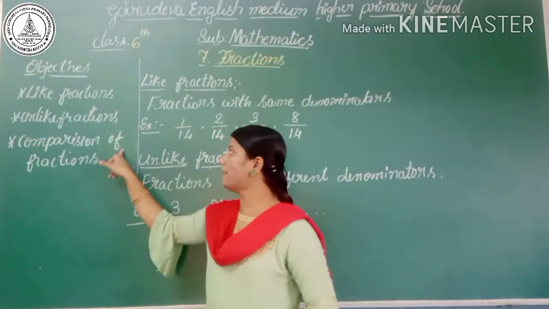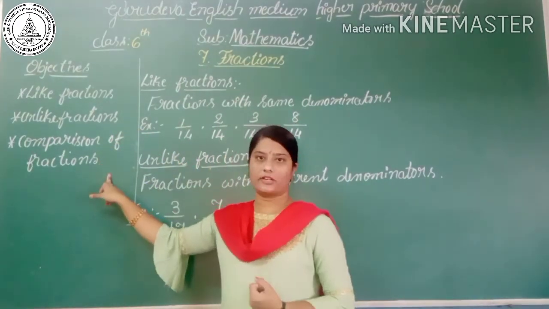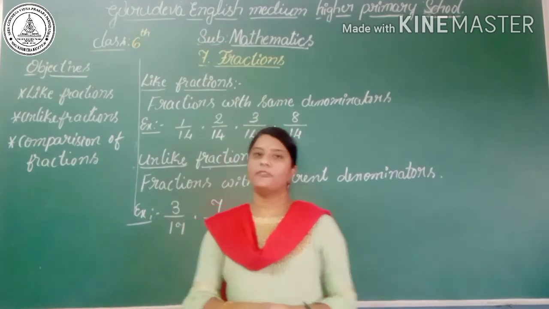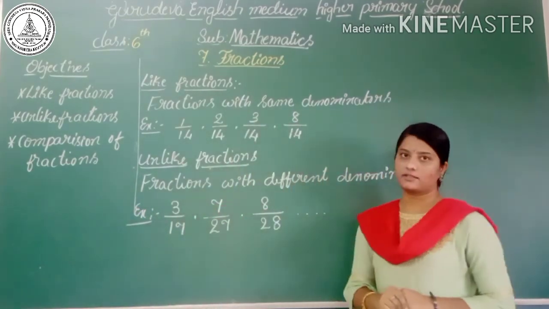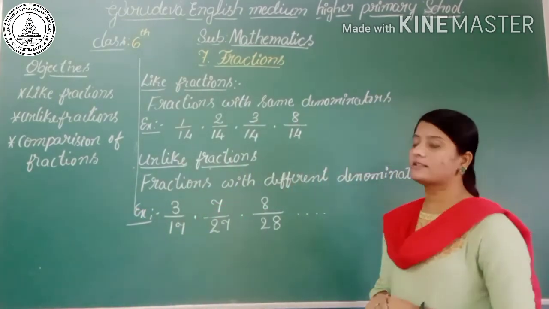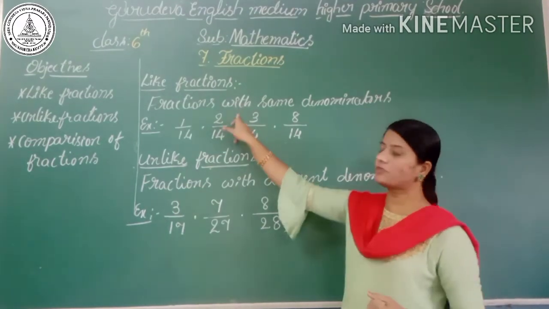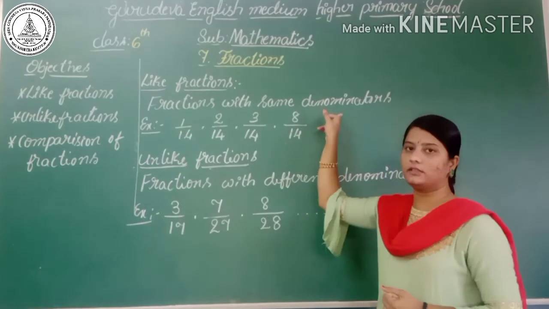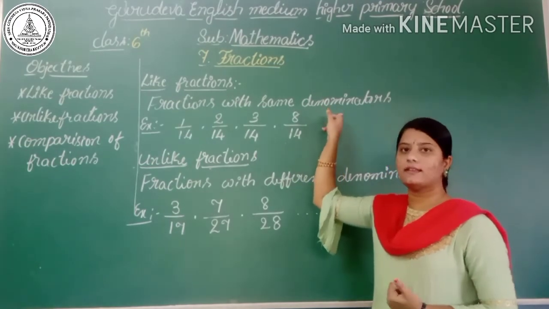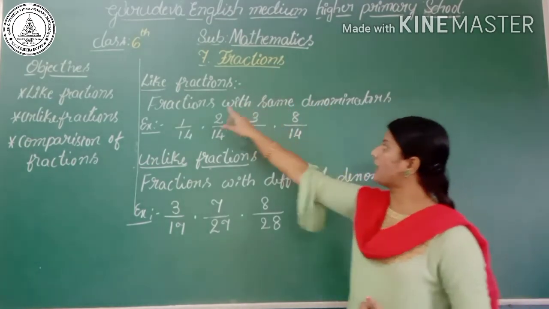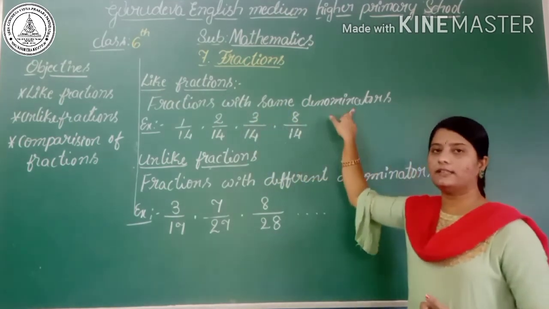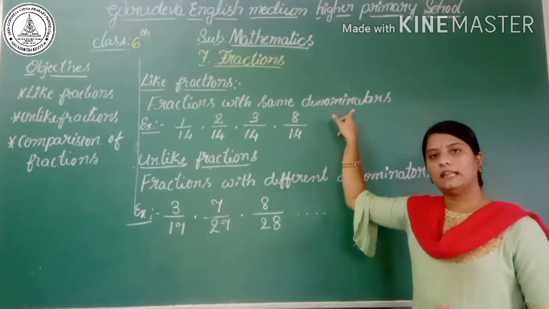Fractions and comparison of like and unlike fractions. The first one is like fractions. What is meant by like fractions? Like means same. So the fractions with the same denominator are called like fractions.